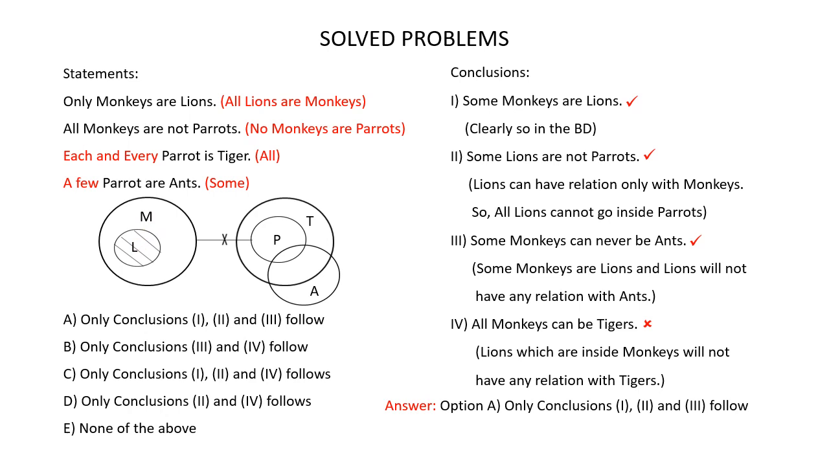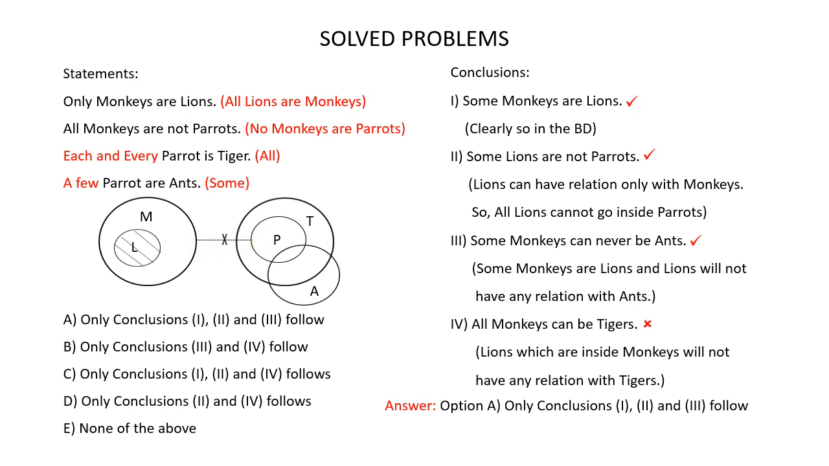All monkeys are not parrots. This statement means that no monkeys are parrots. So draw a circle for parrots in the Venn diagram. Draw a straight line with a cross mark from monkeys to parrots to indicate that no monkeys are parrots.